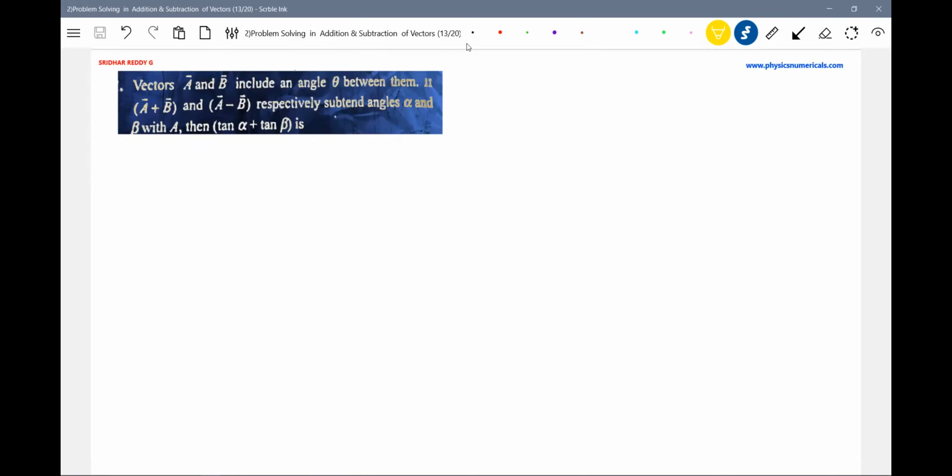Vectors A bar and B bar include an angle theta between them. If A bar plus B bar and A bar minus B bar respectively subtend angles alpha and beta with A, then tan alpha plus tan beta. Some questions. Tan alpha plus tan beta. I think you should immediately go to your trigonometry a little bit. A little bit of trigonometry help is what we have to take. There's no other way. Vectors A and B, so I'll start like this.